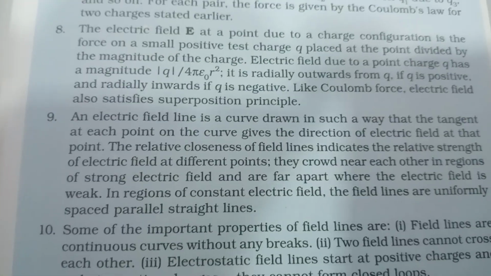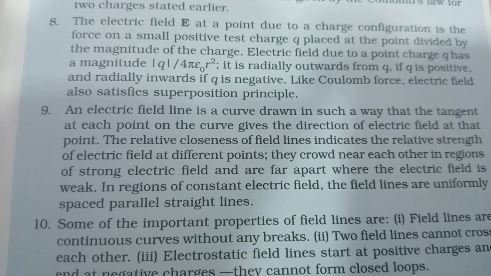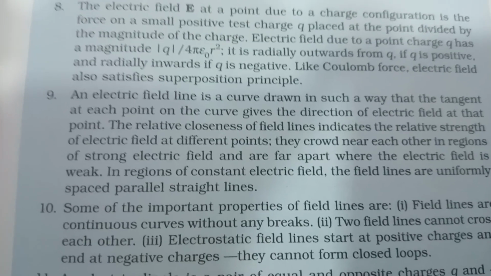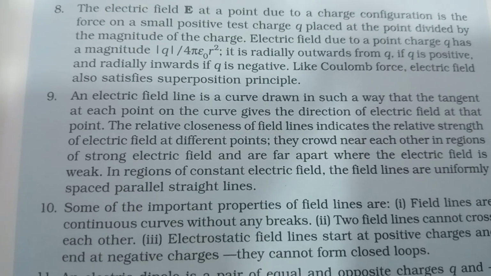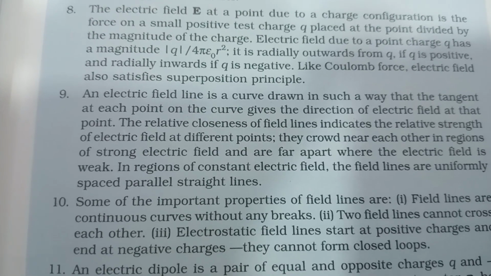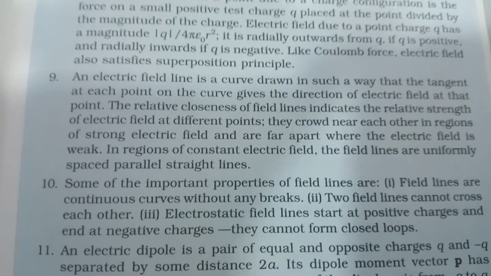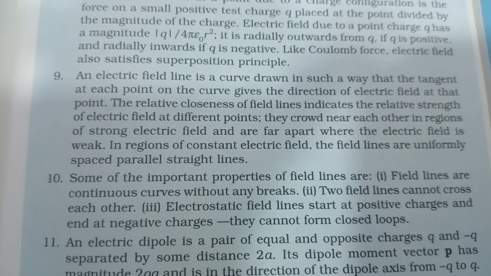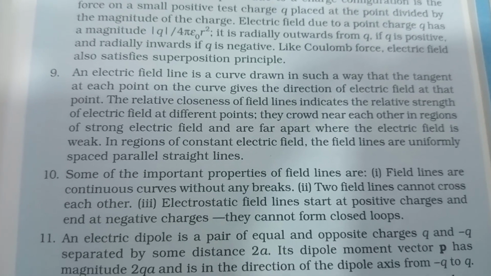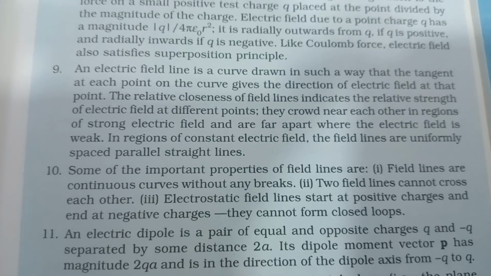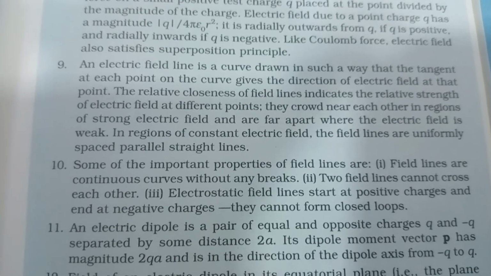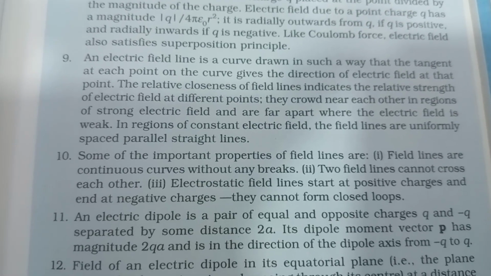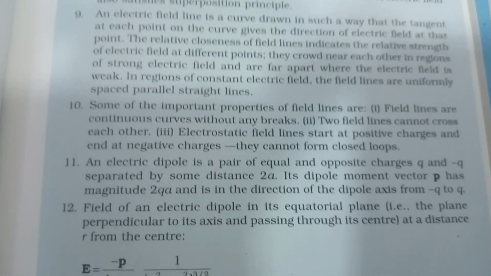The electric field E at a point due to a charge configuration is the force on a small positive test charge q placed at the point divided by the magnitude of the charge. Electric field due to a point charge Q has a magnitude, magnitude of Q upon 4 pi epsilon naught r square. It is radially outwards from Q if Q is positive and radially inwards if Q is negative. Like Coulomb force, electric field also satisfies superposition principle.